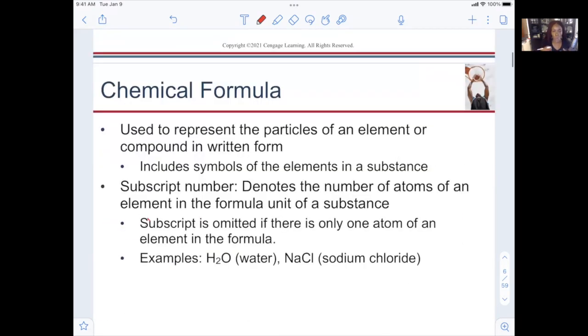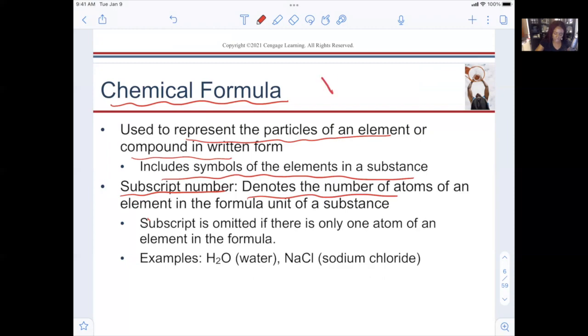I will start here. When we are communicating information about chemicals, we tend to use chemical formulas. Chemical formulas are used to represent the particles of an element or a compound, as it says right here, in written form. We use symbols and subscripts to denote the element present and the number of atoms of that element present. So we're told here the subscript number lets us know how many atoms of that element are present. The format tends to be, I'll use X, A, Y, B.